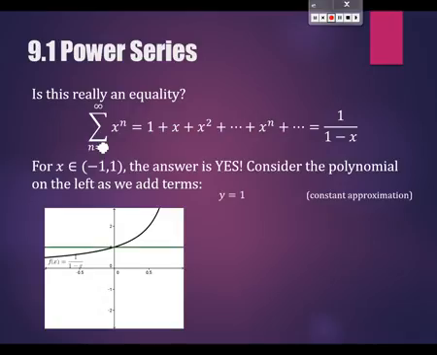Here's y equals 1. I think we'd all agree that's not a great approximation for this function, but I will say it does agree with the function at a particular value. And what's that value? Just by virtue of how we've constructed this, it will always agree with the function at the center of your expansion, whatever that center is. Even though it's terrible, we might call it the constant approximation. Y equals 1 is the constant approximation to this function at x equals 0.